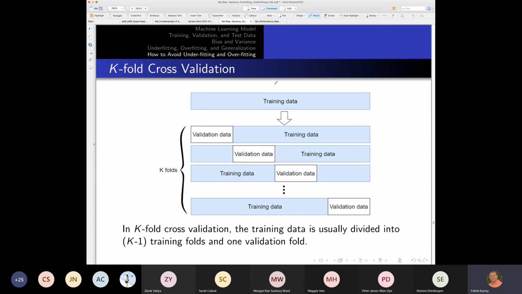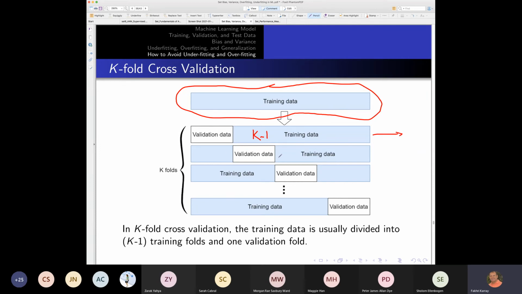So this is the original training data. What does k folds mean? Basically, we divide the training data into k portions. One of them is going to be the validation data. The other k minus 1 portions are the training data. So we utilize the k minus 1 portions to train and create the model, and then we validate it and get the validation error.